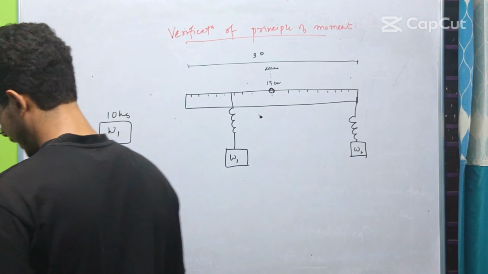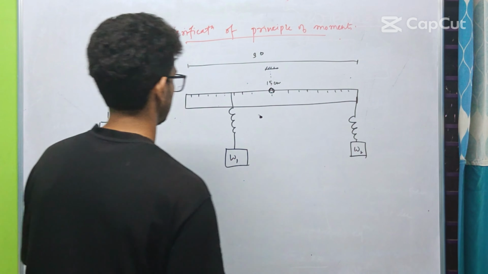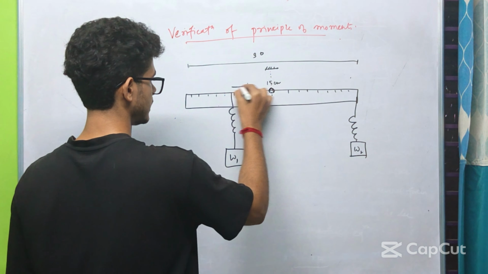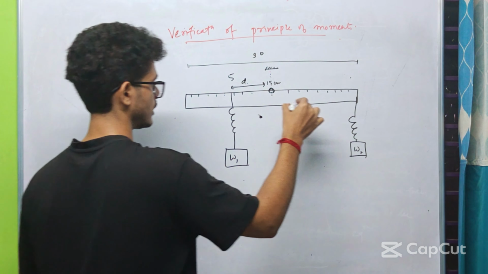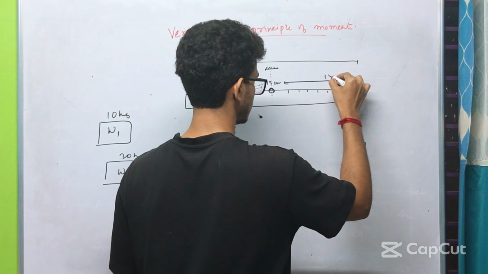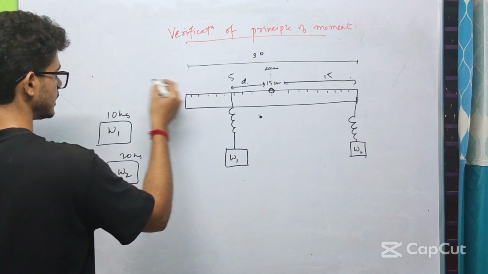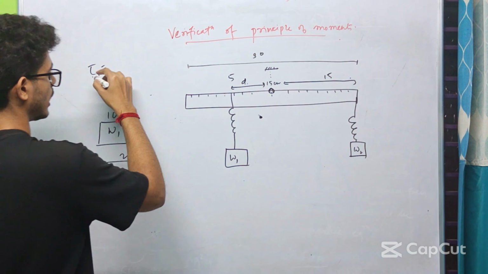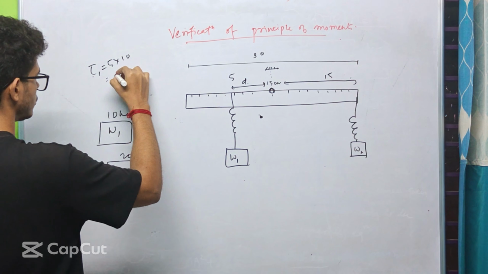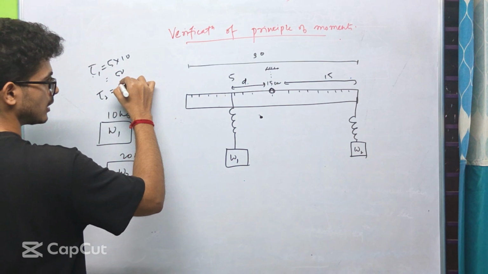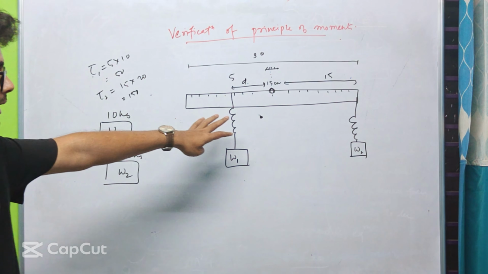Now keep taking the readings, and we will calculate the force. This is the distance. Let's say this distance is 5 and this distance is 15. This is W1 and this is W2. Now what will be the torque on this side? Let's say T1 or tau 1. Tau 1 will be 5 into 10 is equal to 50, and tau 2 will be 15 into 20, 150. That means it is not balanced.